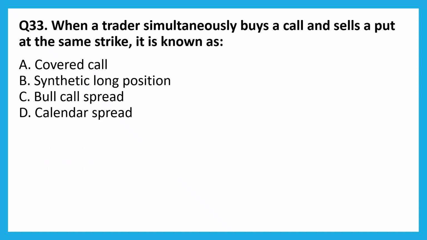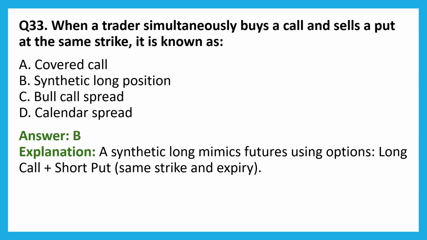Next question. When a trader simultaneously buys a call and sells a put at the same strike, it is known as option A covered call, option B synthetic long position, option C bull call spread, and option D calendar spread. Correct answer is option B. A synthetic long mimics futures using options. Long call plus short put.